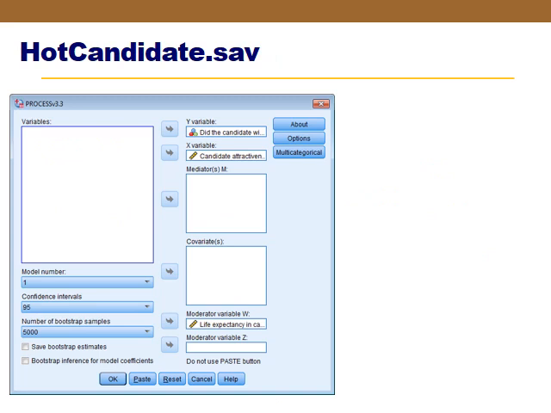All right, back to our data file, hotcandidate.sav. We're going to open up Process, and here's what we're going to do. Our X variable is going to be the attractiveness of the candidate. Our moderator is the life expectancy in their district, and our Y variable is the binary: did they win the election or didn't they?